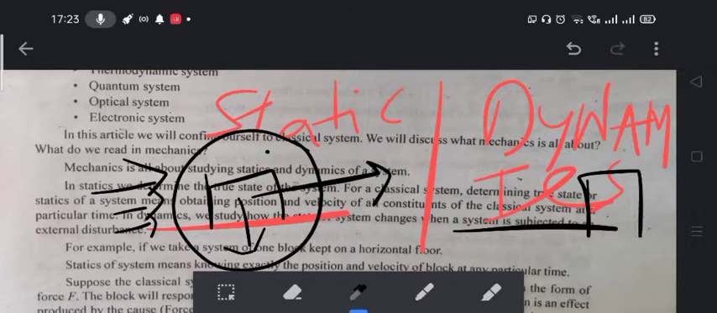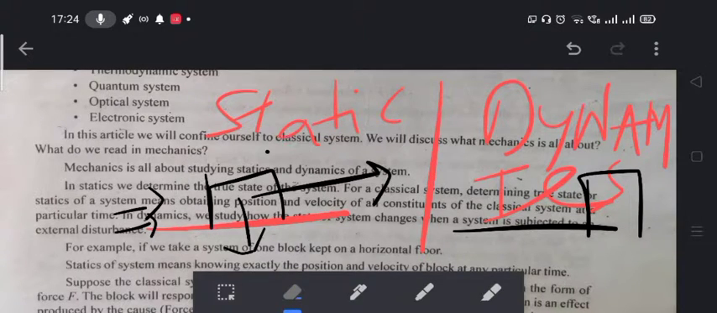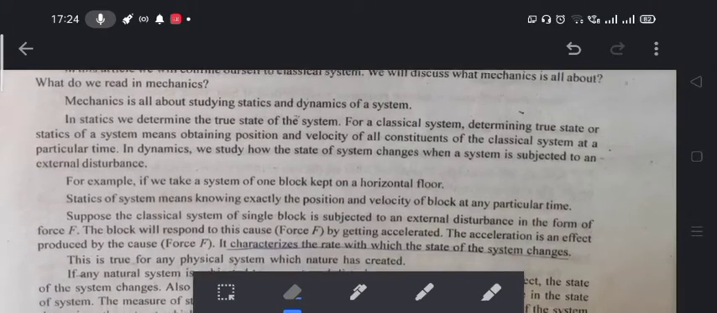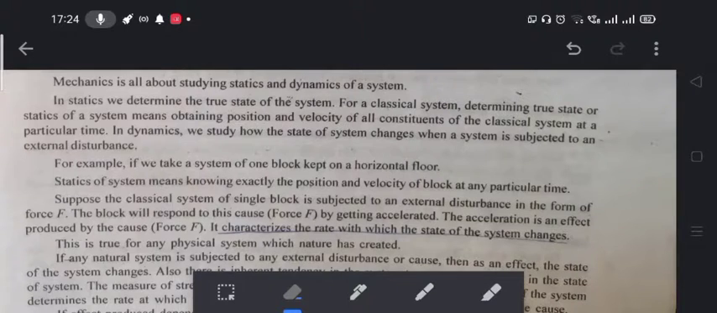has exactly the position and velocity of the block at that particular time changed in the future, and that is called the dynamics. Here we can calculate the kinetic energy of the system and the motion. So for the classical system we have studied statics and dynamics. The block will respond to the cause by getting accelerated. So a static system means knowing exactly the position and velocity of a body at a particular time.